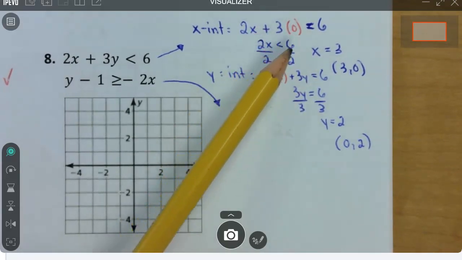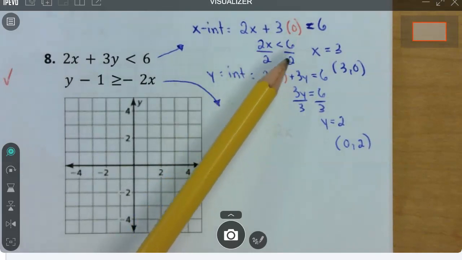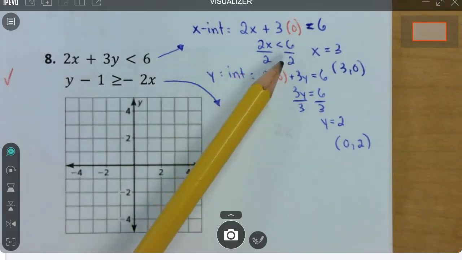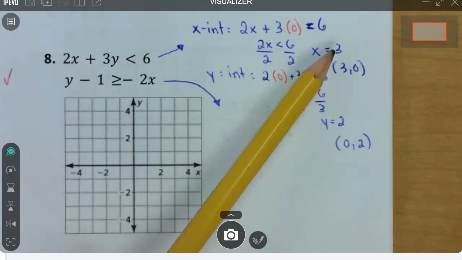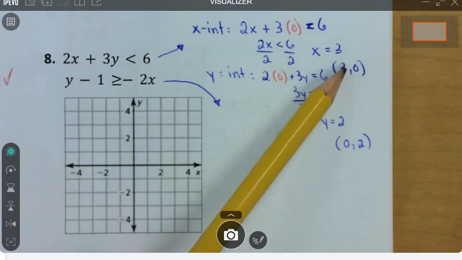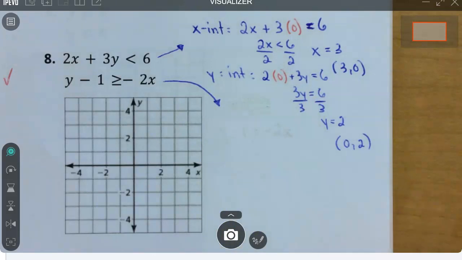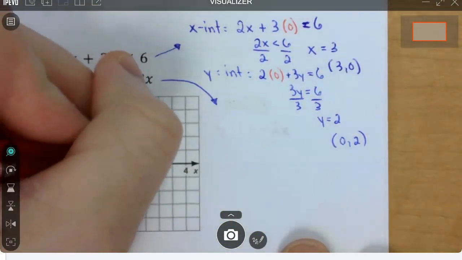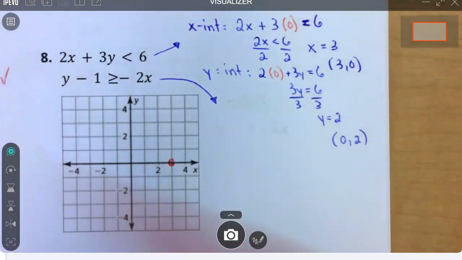We're left with 2x is less than 6. Divide by 2 on each side to isolate the x. And then x equals 3. And remember, that gives us the x-intercept of 3, 0. So I can plot that point right now here at 3, 0.